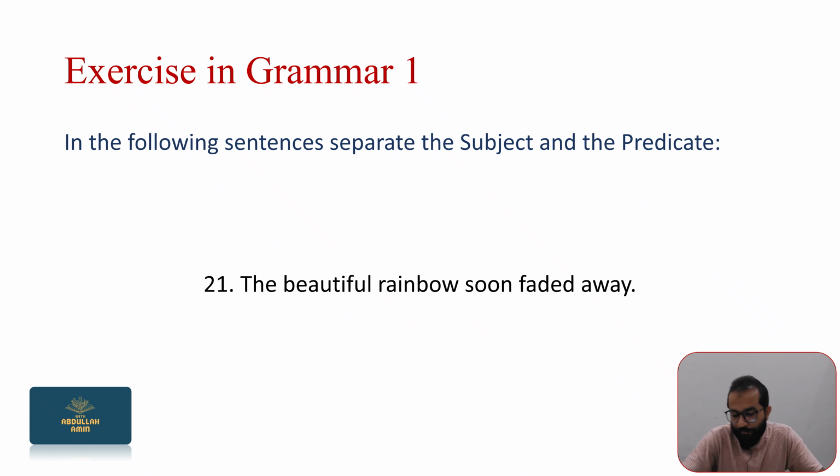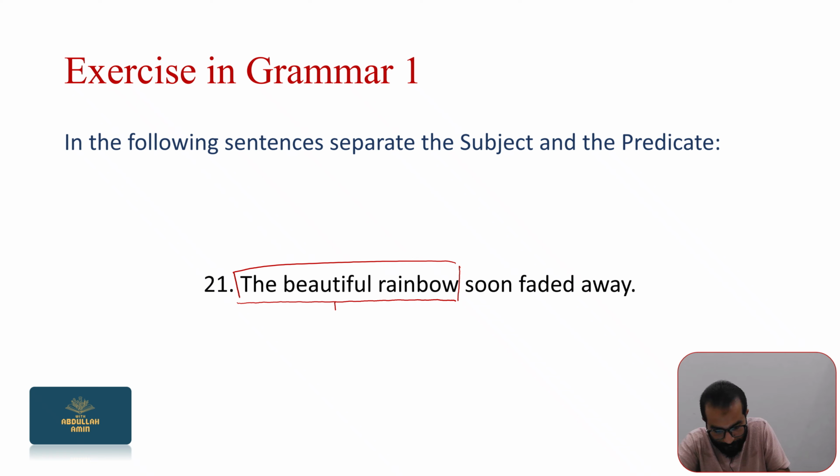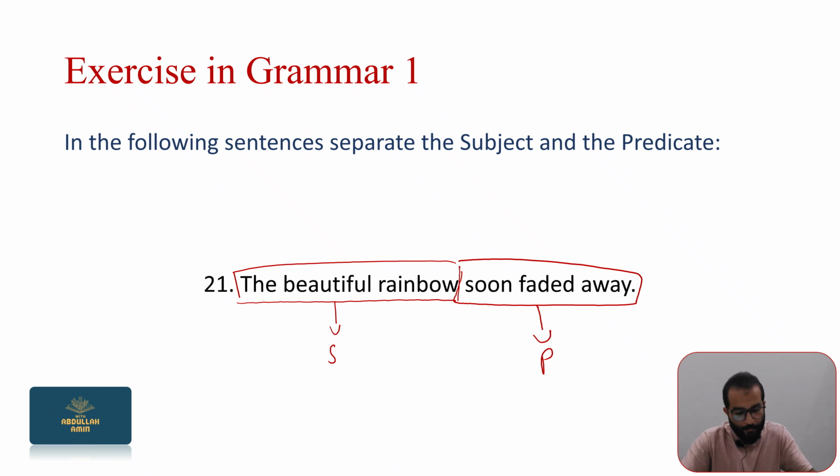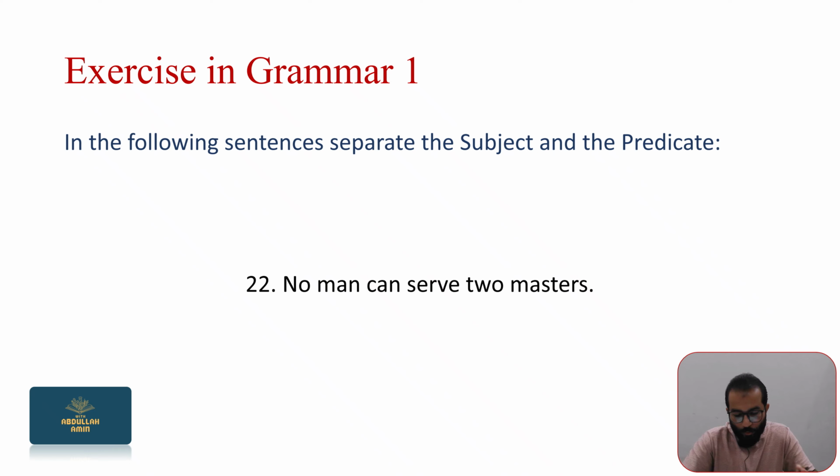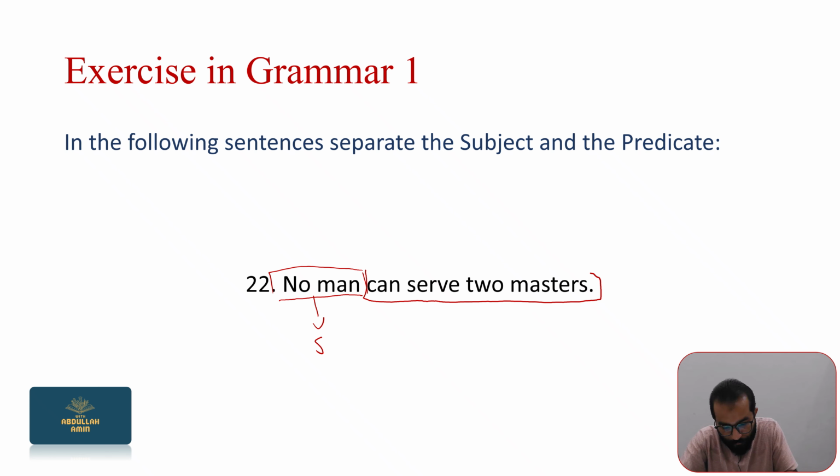Let's move to the 21st example of this exercise, which is the beautiful rainbow soon faded away. Over here we have the beautiful rainbow as the subject, and soon faded away is used as the predicate in this example. 22nd example, no man can serve two masters. Oh, this is deep. So no man is the subject, can serve two masters is the predicate in this example.